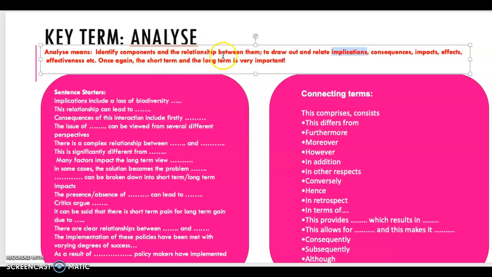This part, the first part, like I said, you'll do very naturally. You'll talk about the components in the relationship, but it's making sure you draw out that so what. Why is this interaction important? What are the implications, perhaps both short and long term, of that relationship?